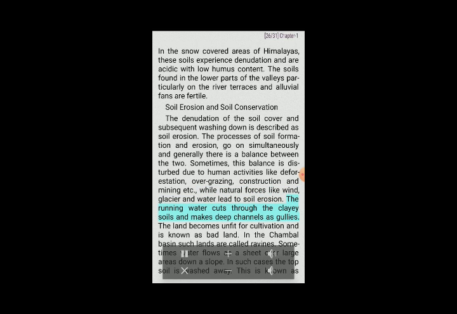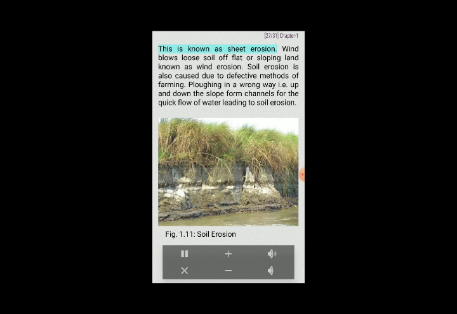The running water cuts through the clayey soils and makes deep channels as gullies. The land becomes unfit for cultivation and is known as bad land. In the Chambal Basin, such lands are called ravines. Sometimes water flows as a sheet over large areas down a slope. In such cases the topsoil is washed away. This is known as sheet erosion.